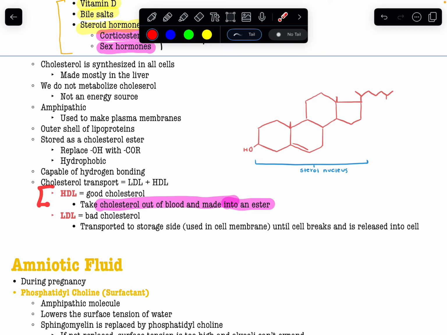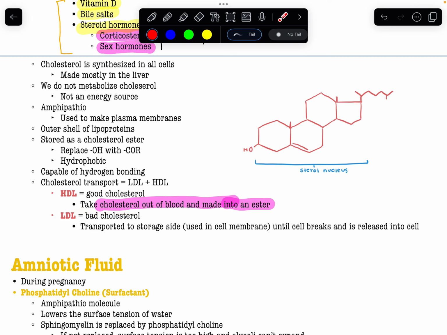HDL is our good cholesterol. LDL is kind of our bad cholesterol. Now, you can have a little bit of it in your body. However, if you were just hammering the junk food and not eating your Honey Nut Cheerios, when LDL starts getting high, it gets a little dangerous. Not the greatest thing for you.